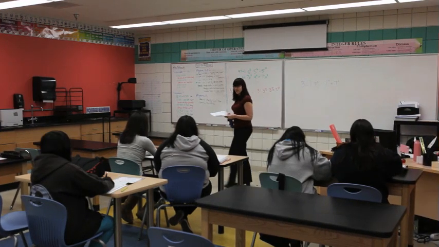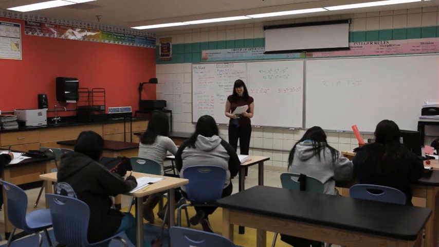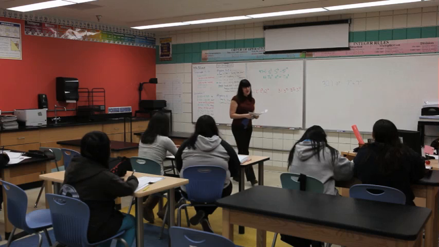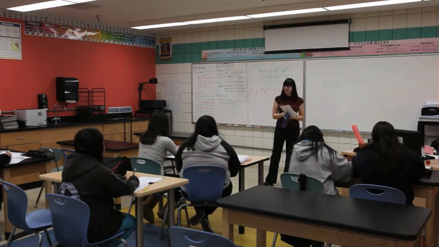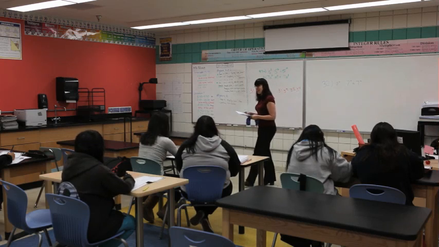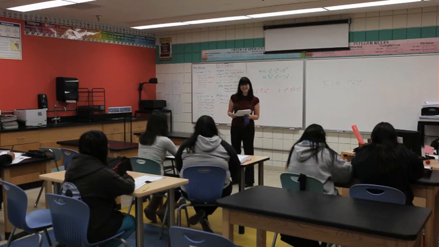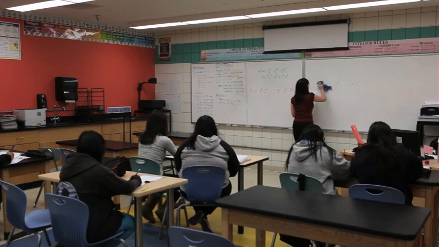So 15 to the 0 power is? 1. 8 to the 0 power? 1. A to the 0 power? 1. Anything to the 0 power is 1. Even 2400 times A times B squared to the 0 power is 1. All right, ready to go?